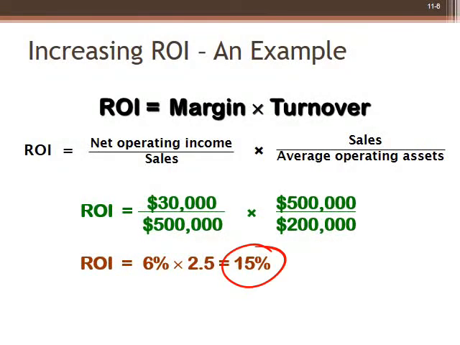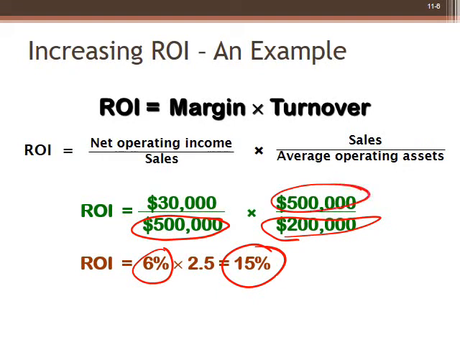Here it is. If your answer is 15%, then it means you really understand the concept. So let me explain here. This manager, the company utilizes 500,000 sales to generate 6% profit, and company utilizing 200,000 assets to generate 500,000 of sales. Which means, what does this 2.5 show? This 2.5 shows that company is using assets to generate 2.5 times sales.